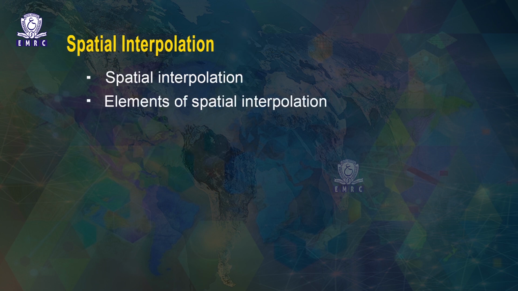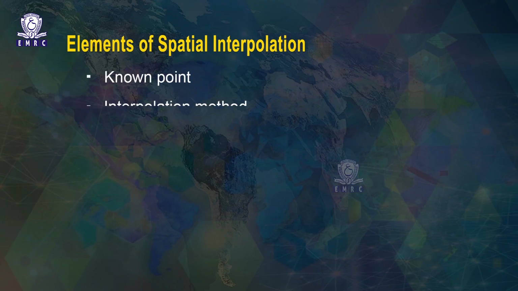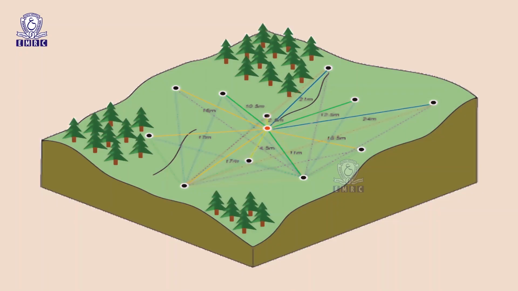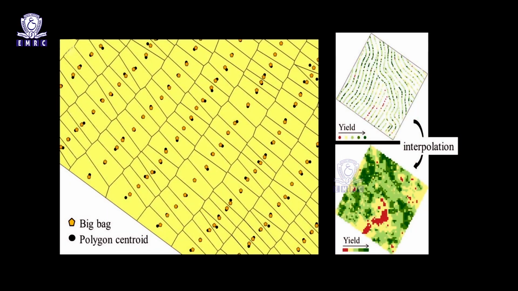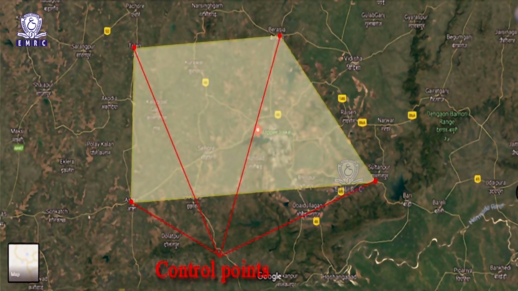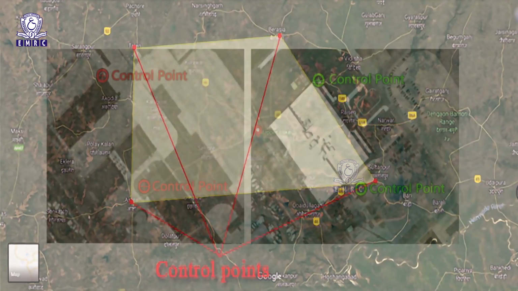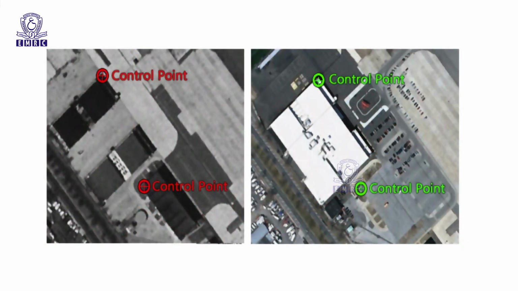Elements of spatial interpolation. There are two basic inputs that are needed for spatial interpolation. They are known points and an interpolation method. The known points distinguish spatial interpolation from the isopleth map, which uses assigned points such as polygon centroids for interpolation. Control points. These are also called known points or sample points or observations. These control points are points with known values and provide data necessary for developing the interpolation.